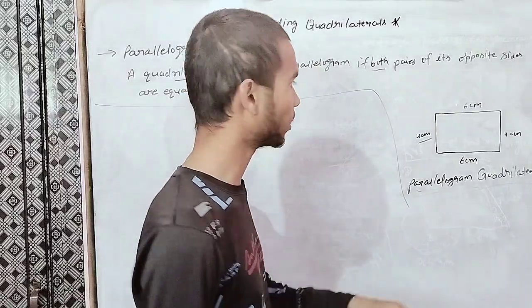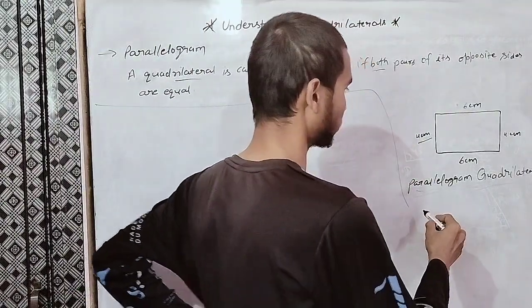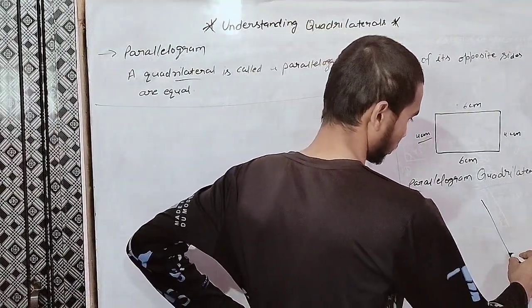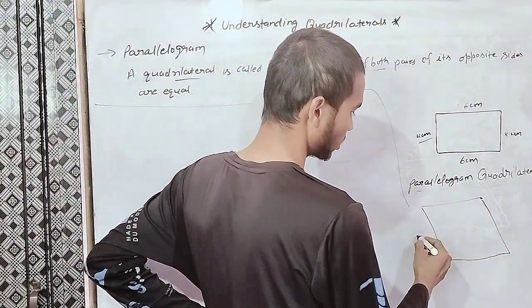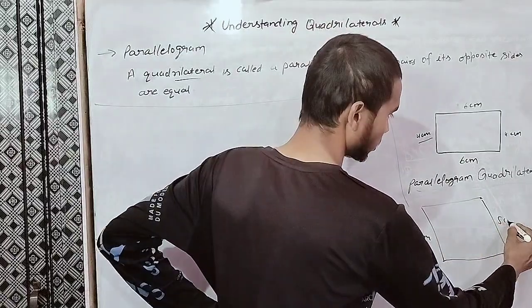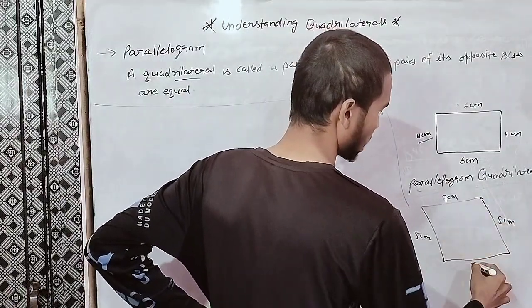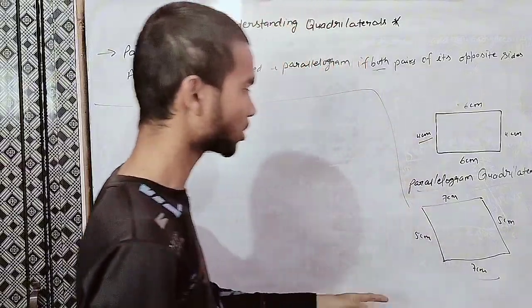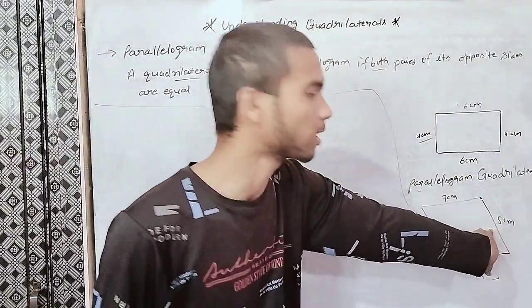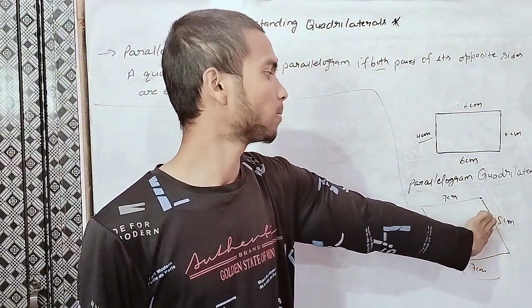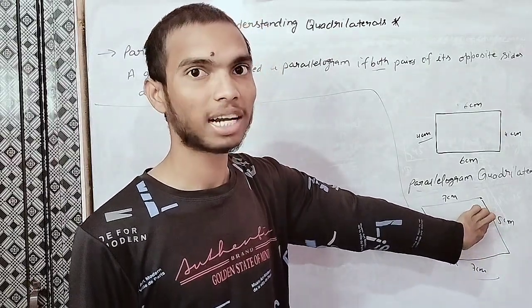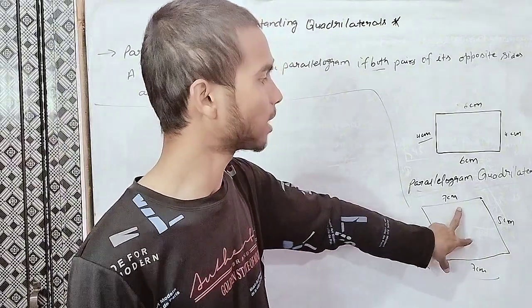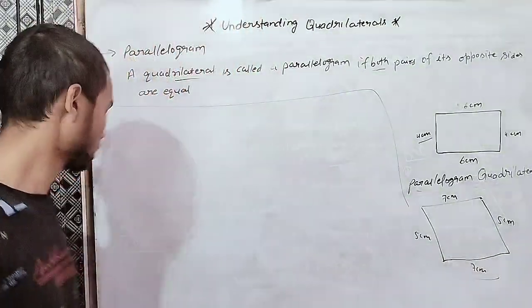Now let's break it down. You can have a parallelogram quadrilateral like that. In this diagram, you will realize this is 5 centimeter, this is 5 centimeter, and this is 7 centimeter. Can you say this is a parallelogram quadrilateral? Of course, because these are parallel sides, and the parallel sides are equal, and these parallel lines are equal.